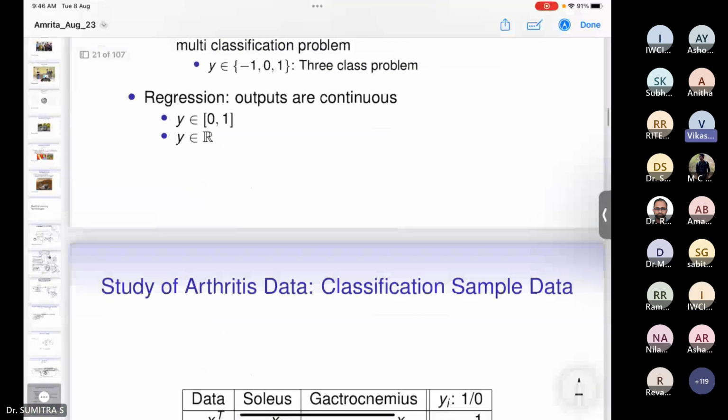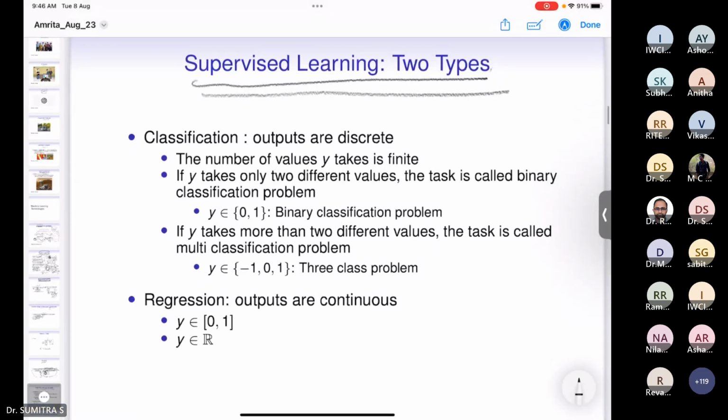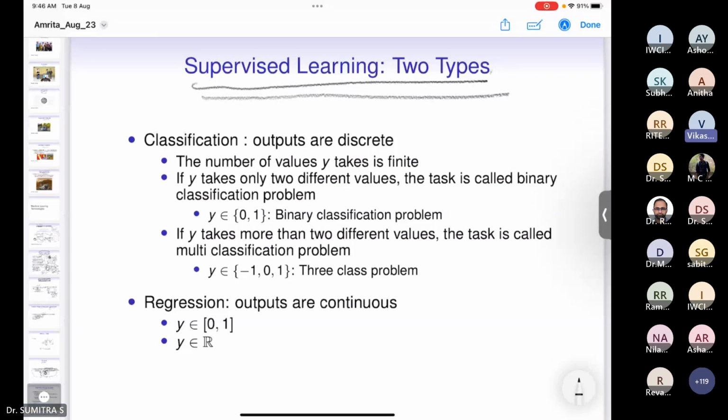Okay, Yes, ma'am. okay. Now, can you see the next slide? Supervised learning, two types. ma'am. Okay, right? Is it visible? Yes, ma'am. Okay. Now, okay.